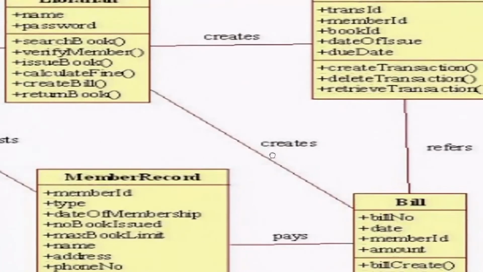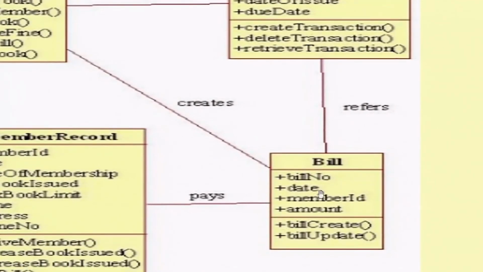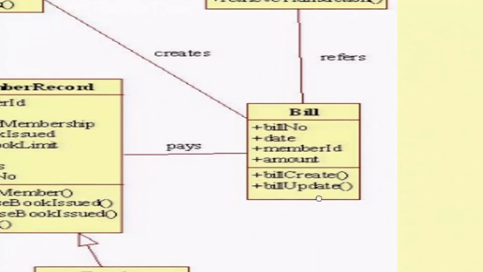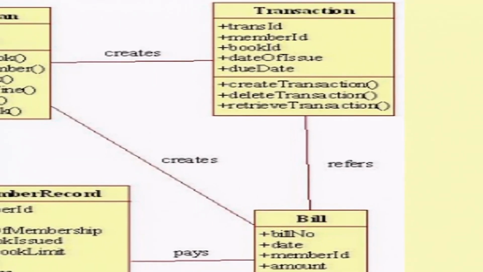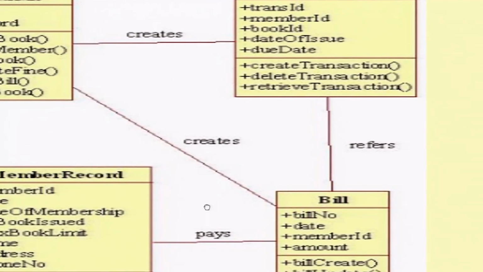And then the librarian class creates a bill. The attributes are bill number, date, member ID and amount, and the functions are bill create and bill update. This is referred to the transaction class. So everything has been interrelated.